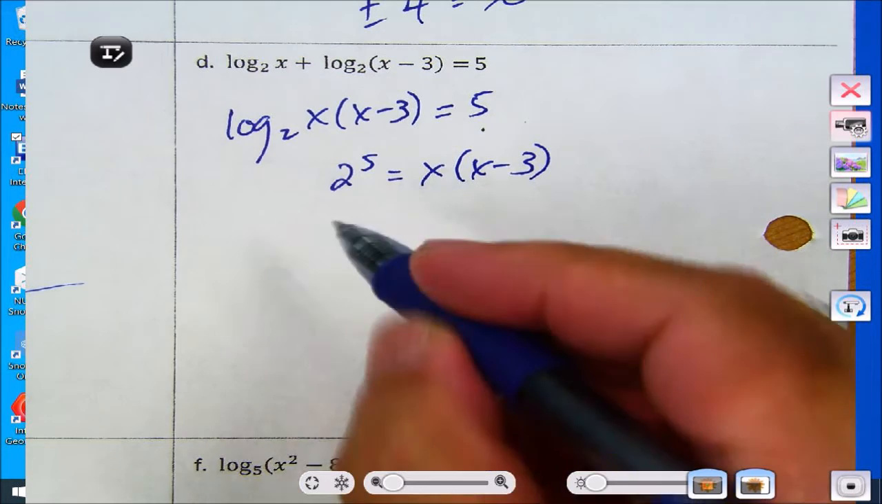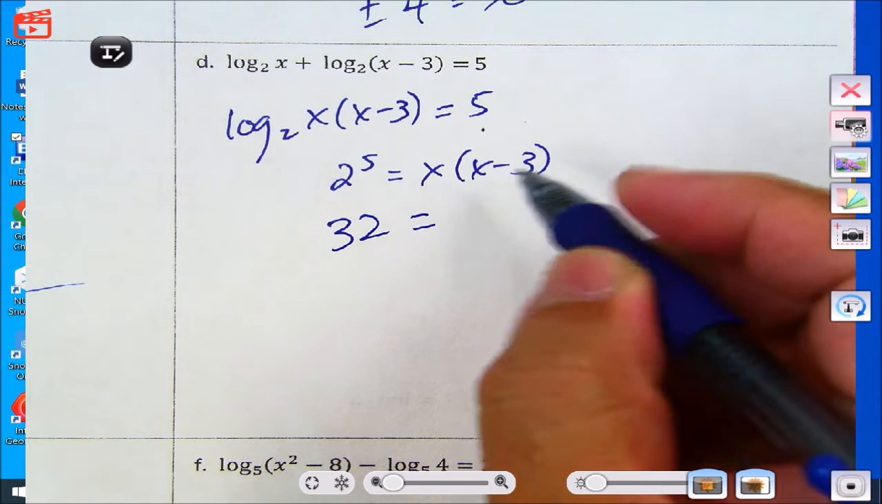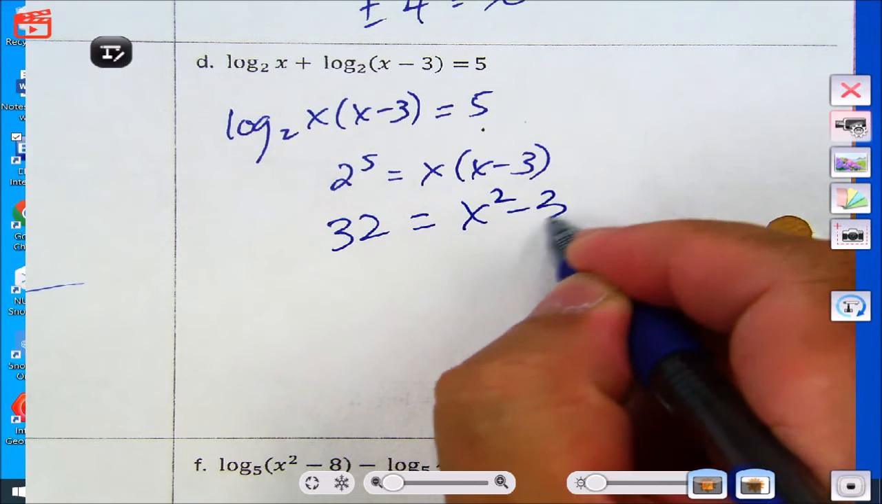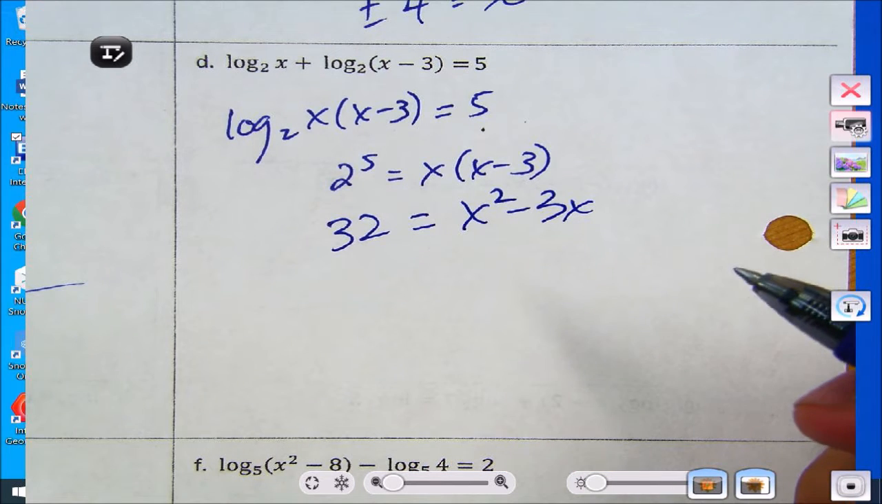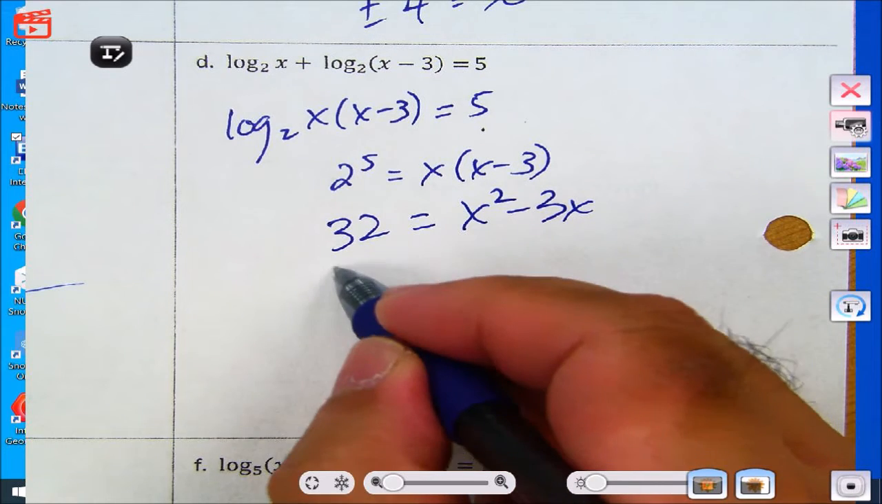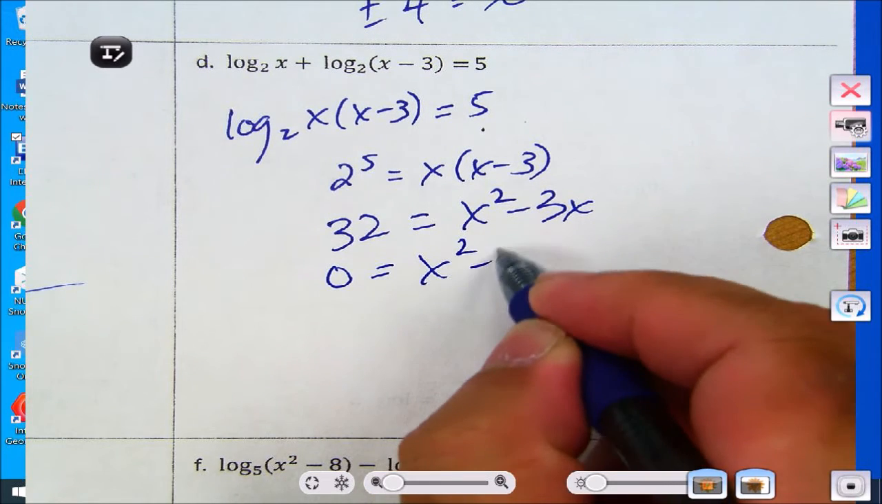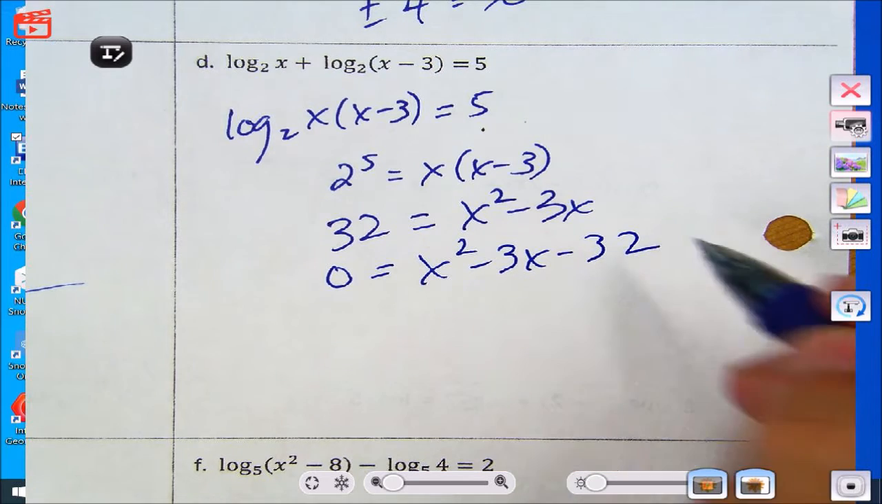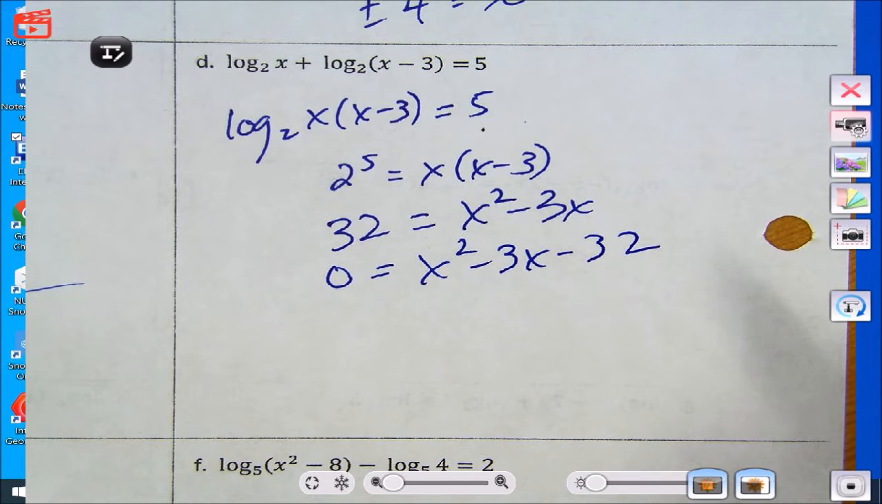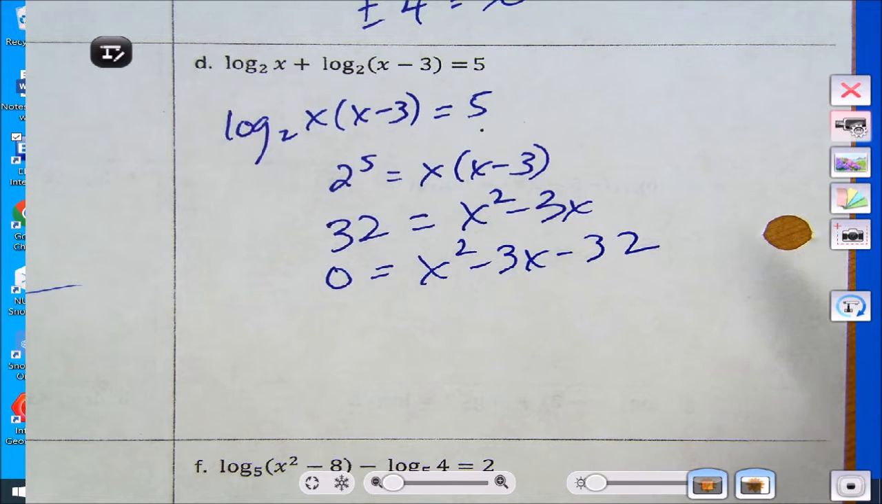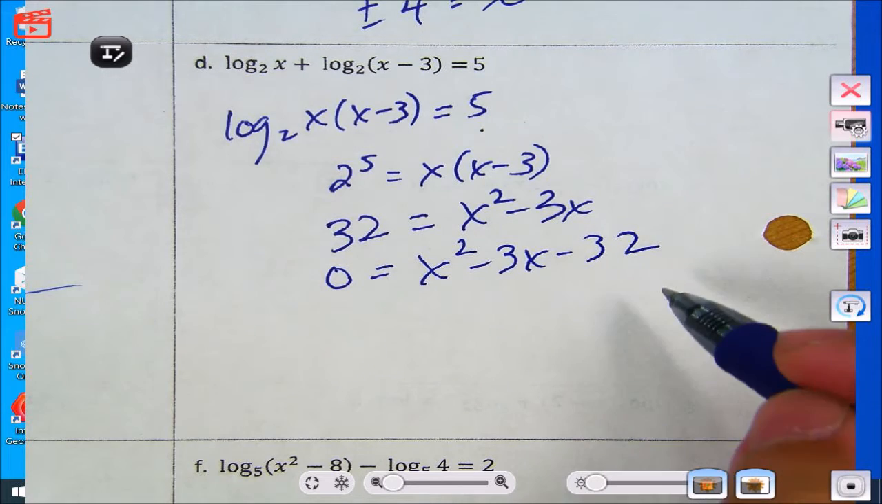And I'm going to multiply that out, so it'll be x squared minus 3x. Oh, I remember this problem now. Move the 32 over, that's going to be x squared minus 3x minus 32. Andy, can you factor that for us? No. That's right, this is not factorable.